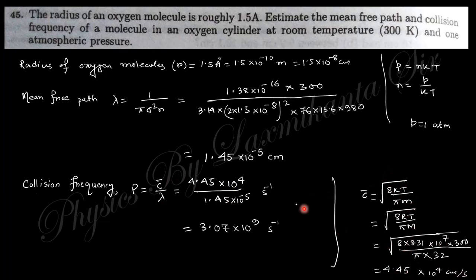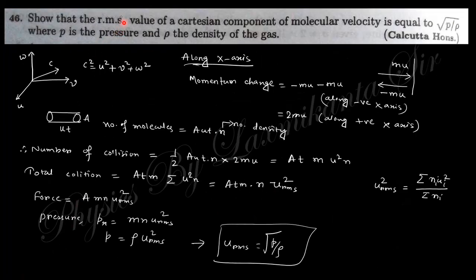So this will be the c bar, and this will be the lambda. So this is the collision frequency. Next one, so that the RMS value of the certain component of the molecular is equal to this. So if you take only one component, this value of this velocity of the collision will be like that.